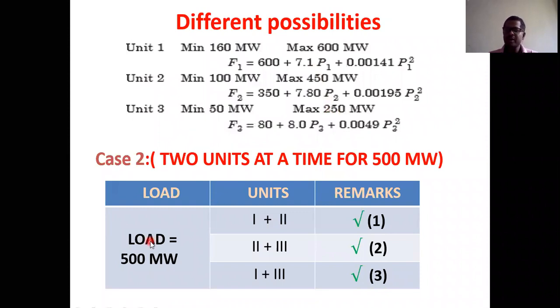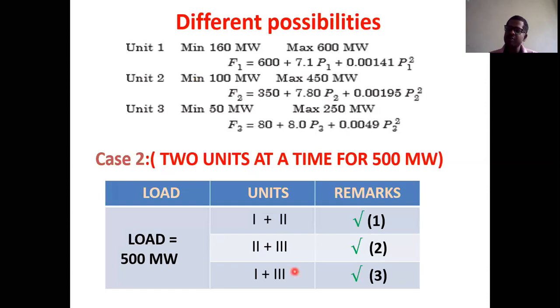The load is 500 megawatts. In this case also we can meet the load. This is nothing but the third combination. So when we are taking 2 units at a time, the total available units are 3. Out of these 3, let us consider 2 units at a time. Then the number of possible combinations is only 3.